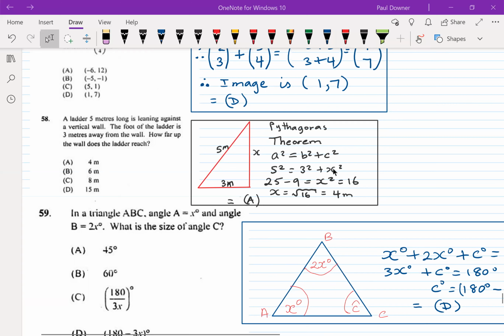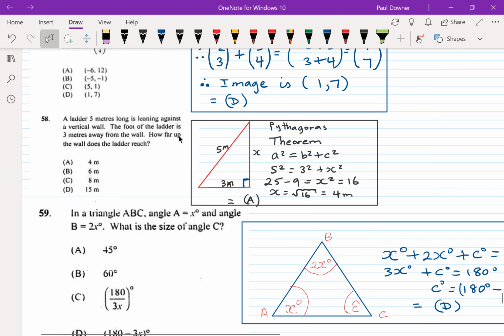The vertical wall here means this here, and it means there's a 90-degree angle here. So let me put in that 90-degree angle here for you. That's what the vertical wall is saying. The foot of the ladder is 3 meters away from the wall. So this is the foot of the ladder here, and it's 3 meters away from this wall here. That's 3 meters. So that's why I put that as 3 meters there. How far up the wall does the ladder reach? So how far up the wall? In other words, find this distance here from the top to the bottom. How far up the wall?